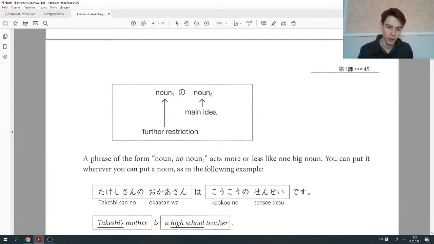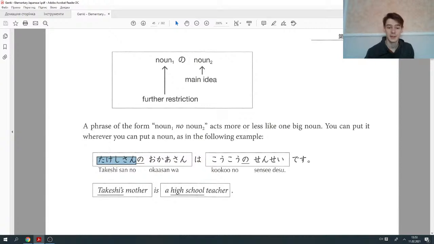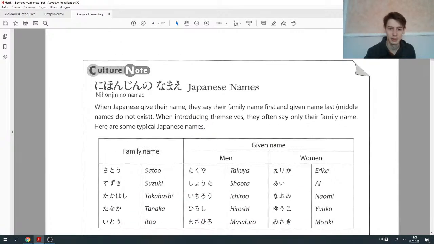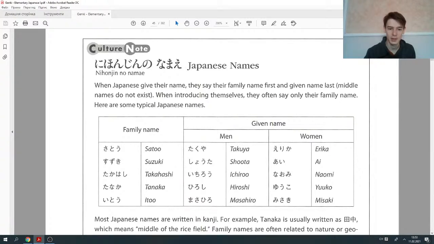So Takeshi-san no okasan wa koko no sensei desu. So the mother of Takeshi-san is a teacher of university, a university teacher, you can say. Well, let's say watashi no okasan wa Kyoko no sensei desu. Okay, a Japanese name. I think it's not that important to know.